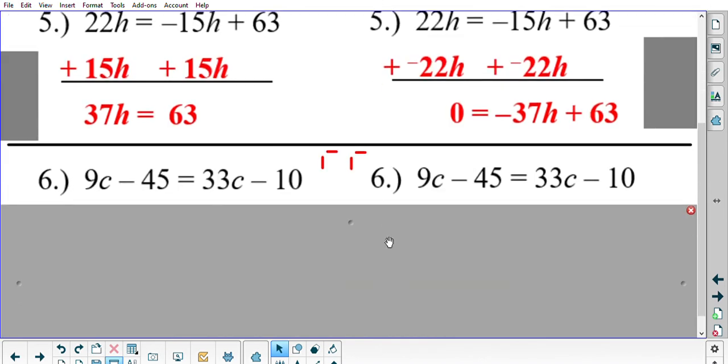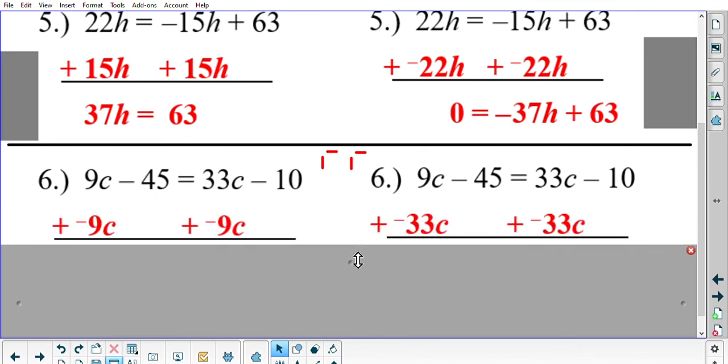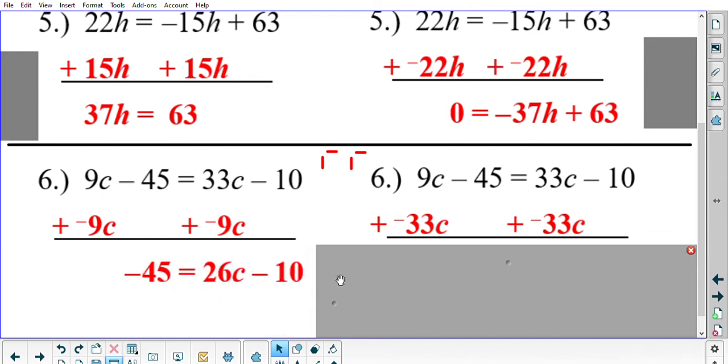All right, problem number 6. You could either add by negative 9c on both sides or add by negative 33c on both sides, because the opposite of a positive is a negative. If you add by negative 9c, then it will end up giving you, now, I bet some of you might have messed up here. Do you see how this is a negative 45? You might be like, why is that negative 45?